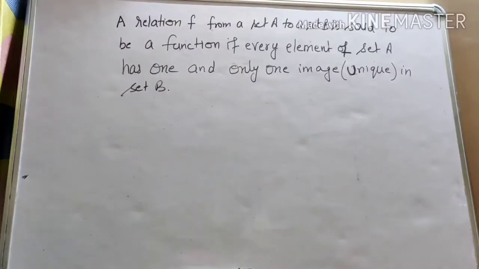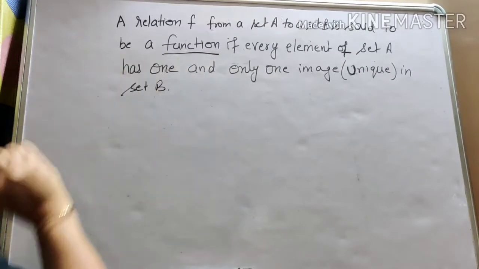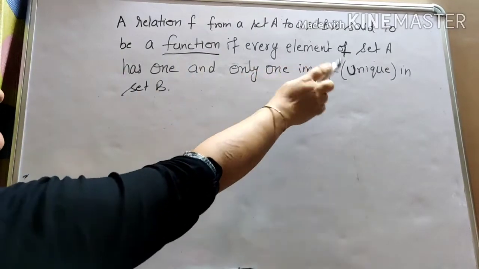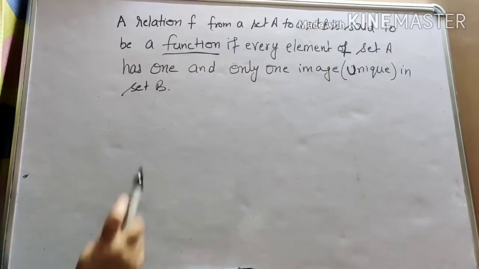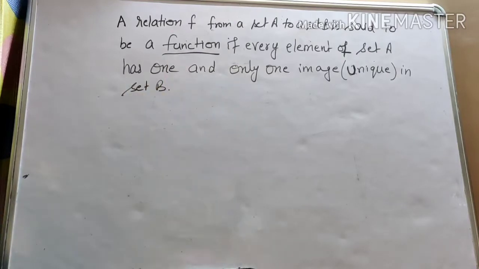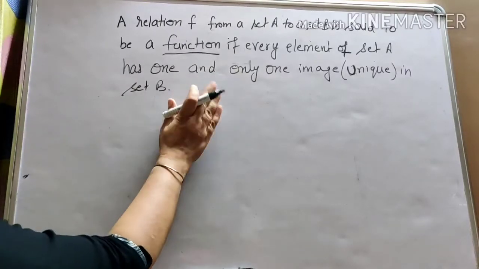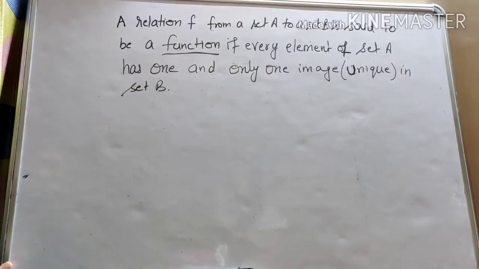A relation f from a set A to a set B is said to be a function if every element of set A has one and only one image, or we can say a unique image, in set B. Now what do you mean by this definition?